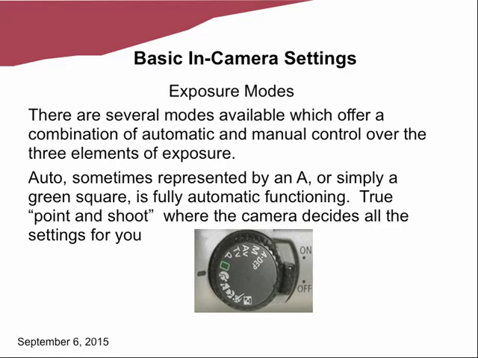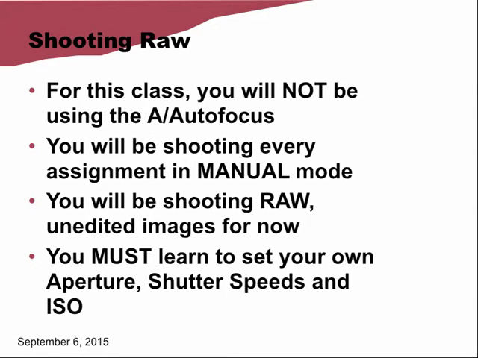Your basic in-camera settings, your exposure modes on the Canons. There are several modes that are available, which offer a combination of automatic and manual control over the three elements of exposure. Auto is represented by your A, especially on the Canons, or simply the green square, which means you're fully automatically functioning. This creates a true point and shoot where the camera decides all the settings for you. But what have I just told you? We're shooting raw. For this class, you will not be using the A or autofocus.